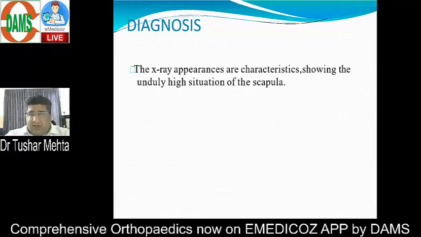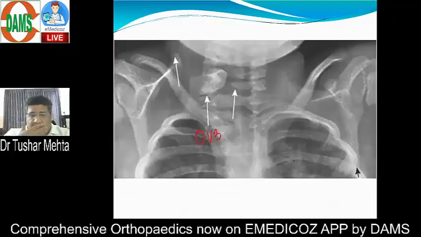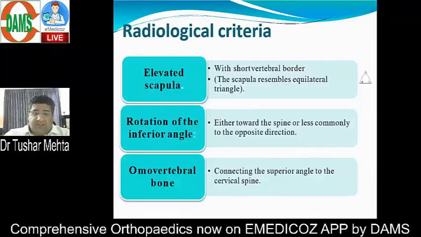So you see a high riding scapula. But let me give you a little more about it. You see the omovertebral bone, which we have already spoken about. I think you remember. Now, this is something which I want you to remember, that there are three things which we are going to understand. One is an elevated scapula. Second thing is the medial rotation of the inferior angle. And third is the OVB, the omovertebral bone.